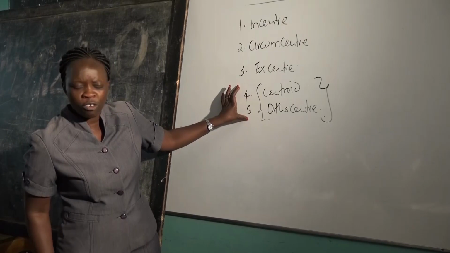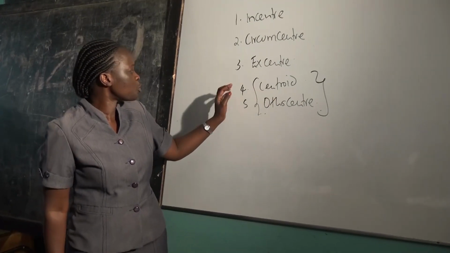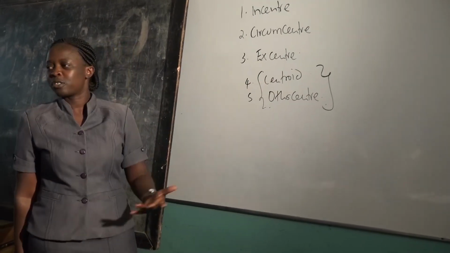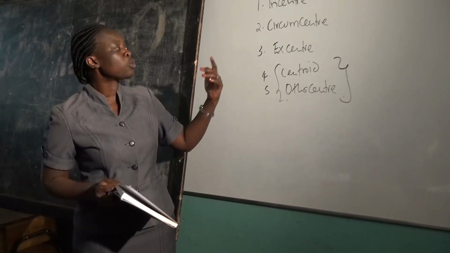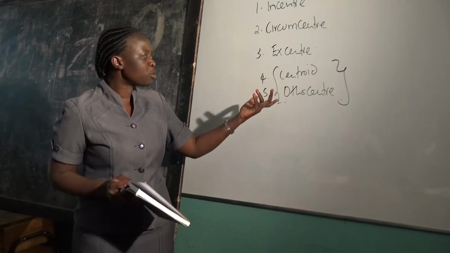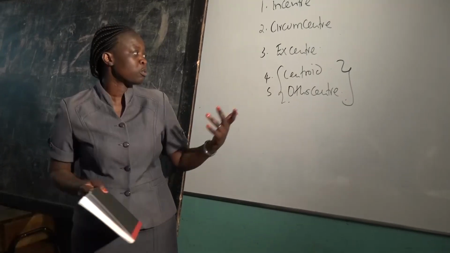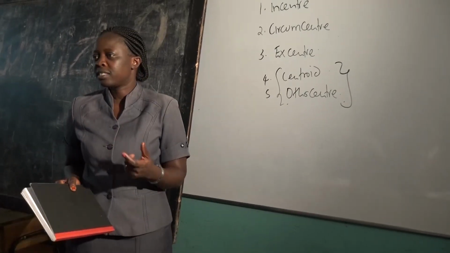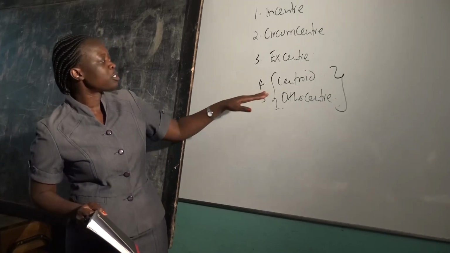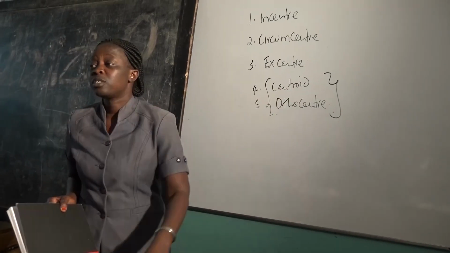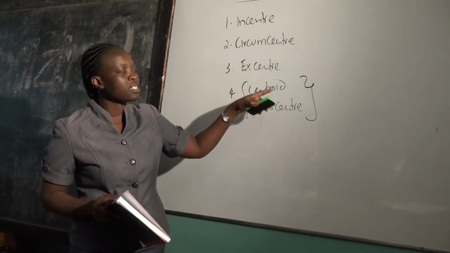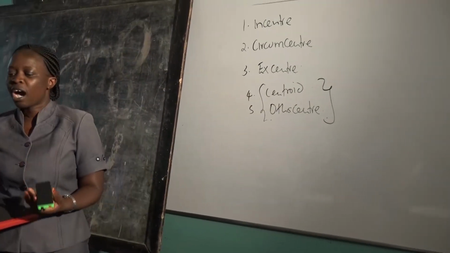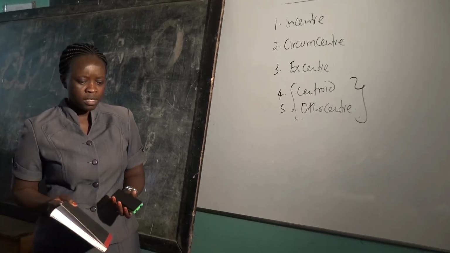But on the last two, the centroid and the orthocenter, we are not going to draw any circle, but we are just going to construct them. How do you construct a centroid? How do you construct an orthocenter? So we are going to start with the centroid. We will define what the centroid is, then of course we look at how do we construct it.